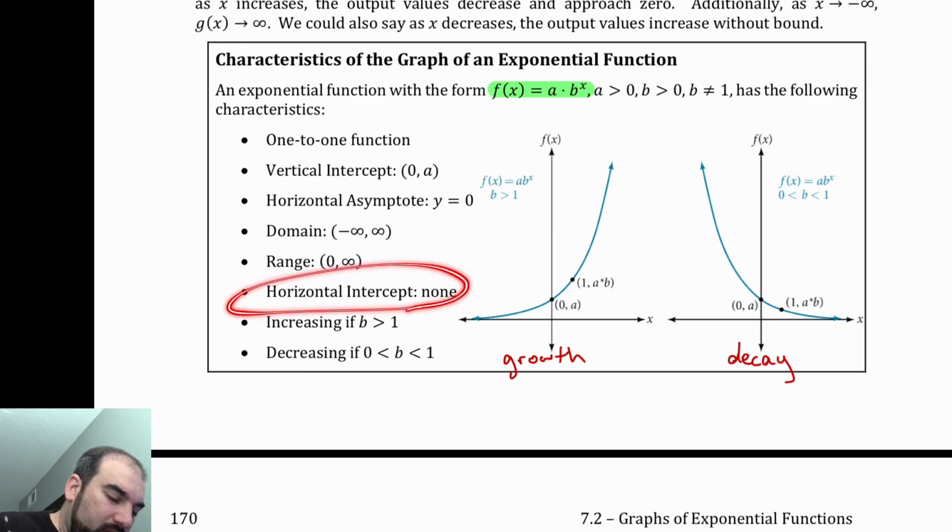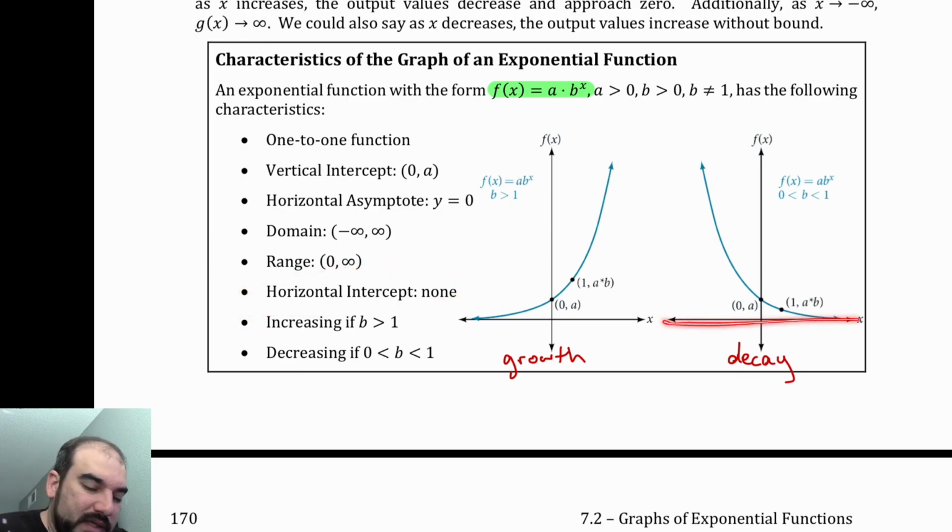There is no horizontal intercept. It never crosses the x-axis because there's an asymptote there. And then it's increasing to the right if b is bigger than 1, and it's decreasing to the right if b is between 0 and 1.